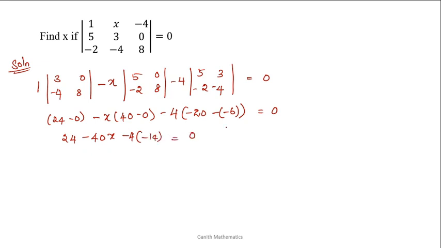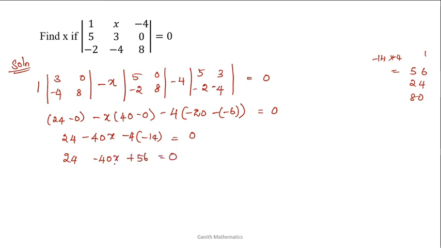So when you multiply minus 14 into minus 4, 4 4s are 16, 1, and it is 56. A minus into minus will be plus. So it is plus 56. So it is 24 minus 40x plus 56, that is equal to 0.